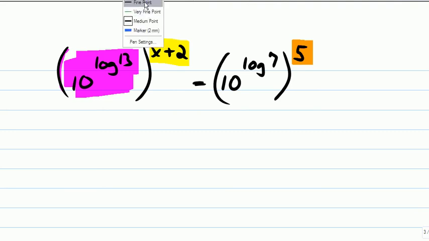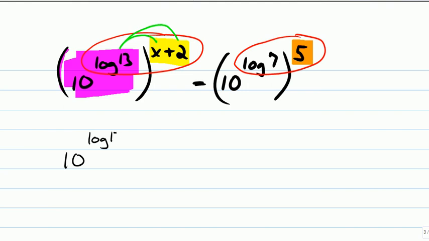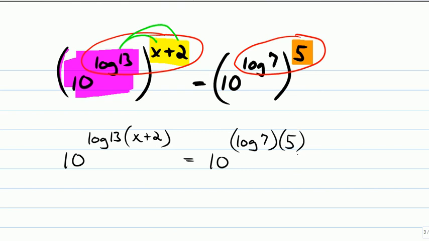So we reinforce that idea, hey, how do we combine these exponents? And the kids say multiply. How do we combine these exponents? And the kids say multiply. You want to make sure that they see the distributive property there. That'll give them some trouble. So we have 10 to the log 13 times x plus 2 equals 10 to the log 7 times 5. And now it's back to that initial problem set.